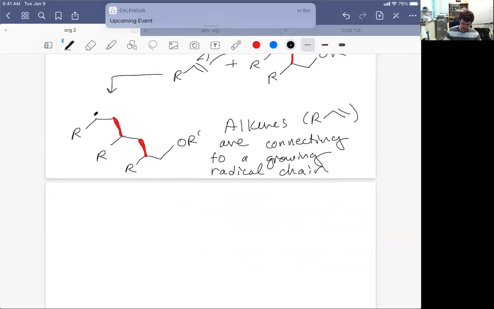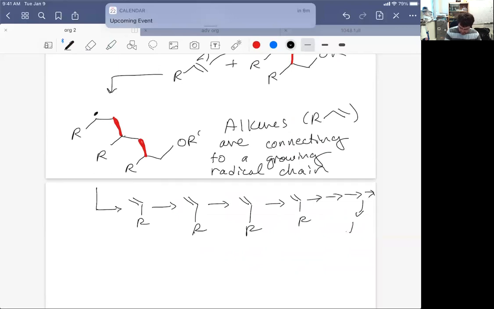Okay, so we could take our chain that I have growing, and we could say, let's do a reaction with an R group, and a reaction with an R group, and a reaction with an R group, and on and on, and keep going. What is this molecule going to look like?